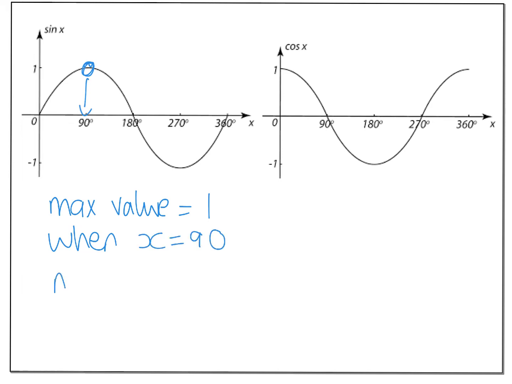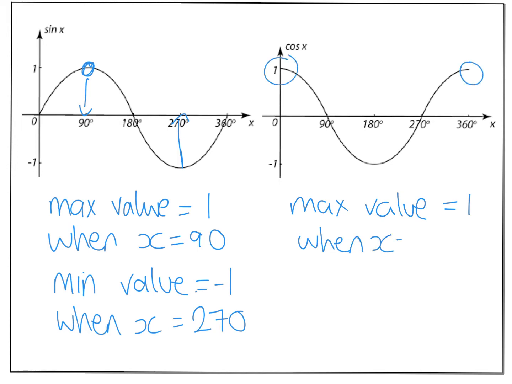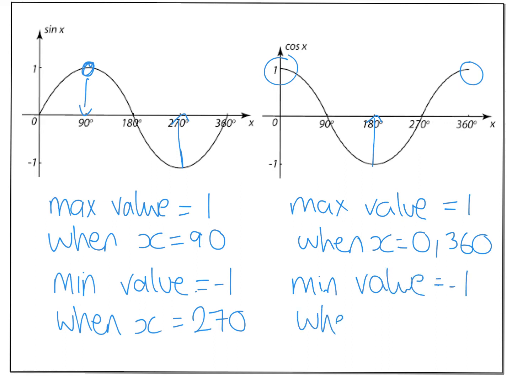And then the minimum value would occur here. It would be -1, and that would occur when x equals 270. Okay, so that's nice and straightforward. Similarly with the cos graph, it's got a maximum value of 1, but it's got two answers. It's when x is 0 and 360. And then its minimum value is here. Its minimum value is -1, and that is when x equals 180.